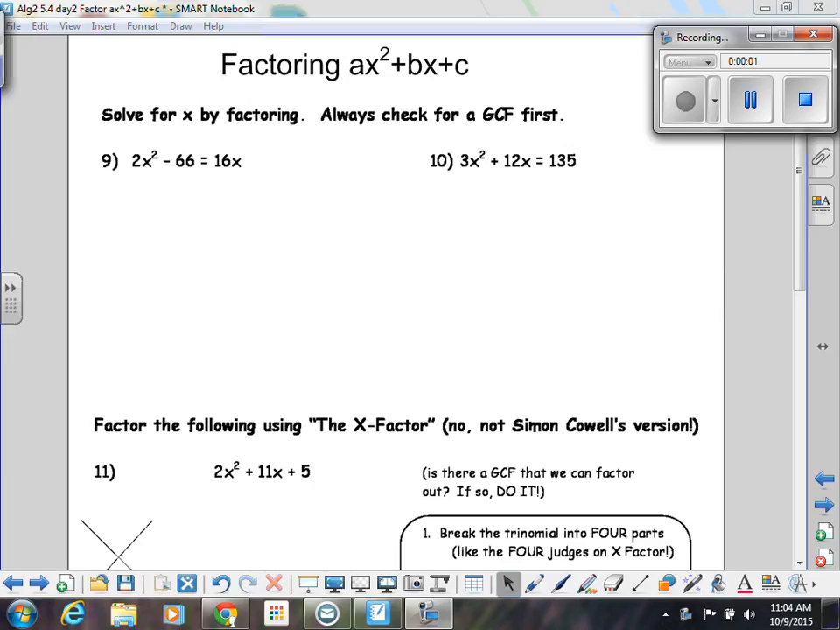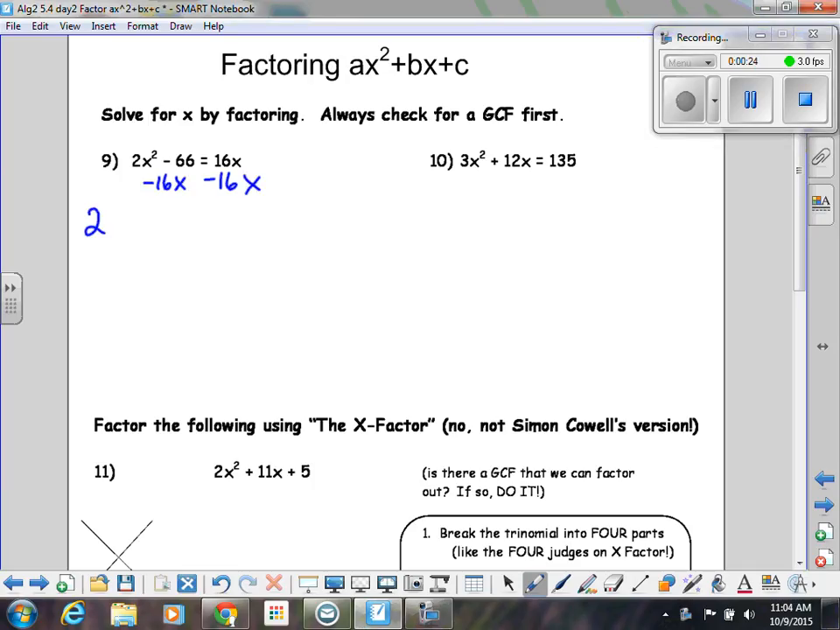Hello, we are continuing factoring, and we're going to look at factoring things that have a lead coefficient other than 1. So we're going to have a number in front of the x squared. So these first two problems, notice that we're going to be solving by factoring, so I always need to get everything on one side equal to 0. So I need to subtract the 16x first. So that gives me 2x squared minus 16x minus 66 equals 0.